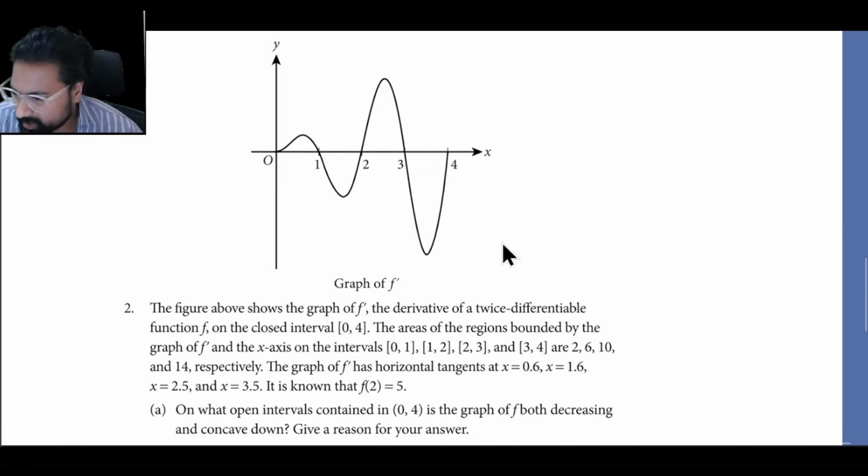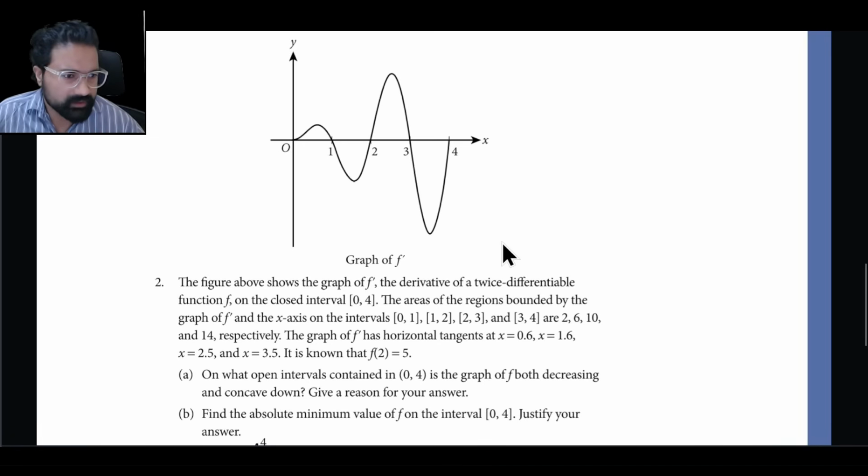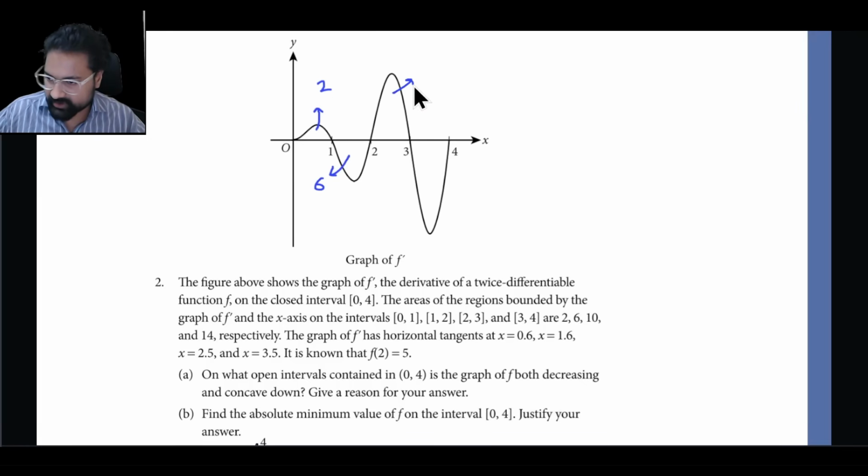Okay, all right. We are given a graph over here, which is f prime. Remember, f prime, not f. So twice differentiable function, and that is in the closed interval 0 to 4. The area of the region bounded by f prime and x in the interval 0 to 1, 1 to 2, 2 to 3, and 3 to 4 are given. I'm just going to write those area numbers here. So this is 2, this is 6, this is 10, and this is 14.